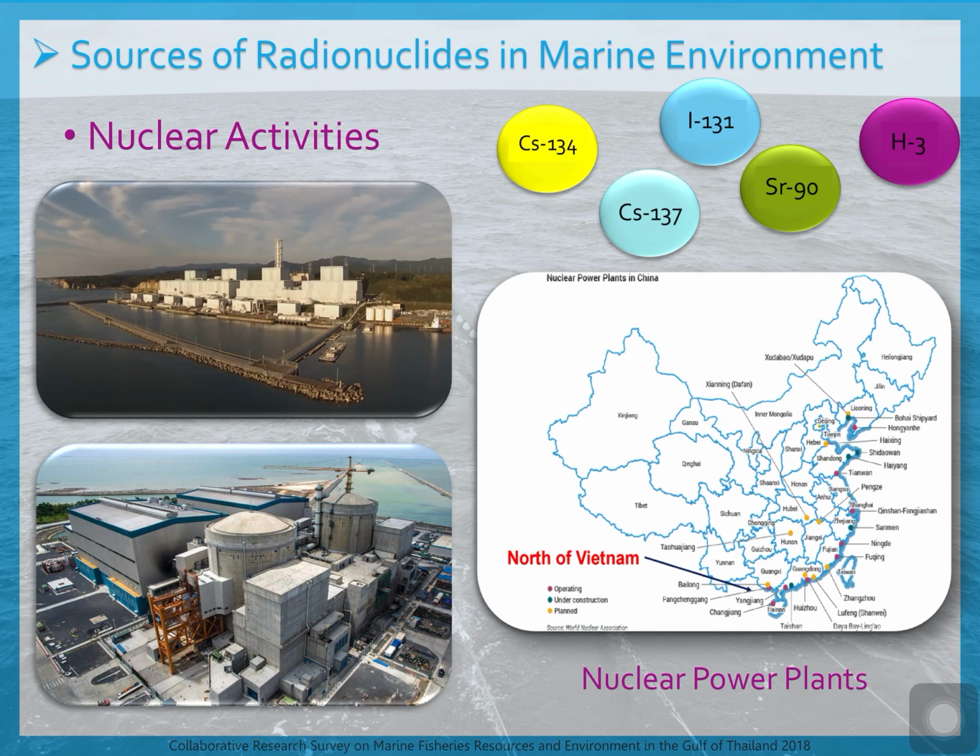Nuclear power plants or power stations are also a main source of the artificial radionuclides to be released into the marine and coastal environments from their routine operation on a daily basis. It has been widely known that there are more than 100 nuclear power stations in our region. It means that our marine environment might be facing an increase of the artificial radionuclides from the routine operation of those operating nuclear power stations.